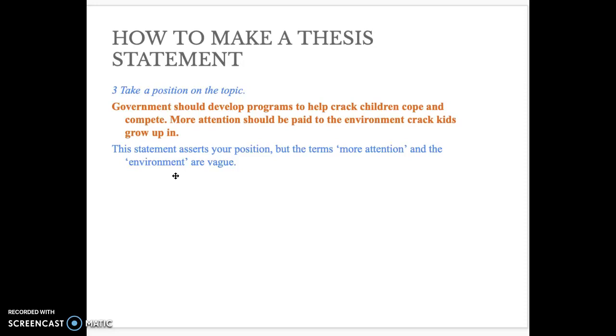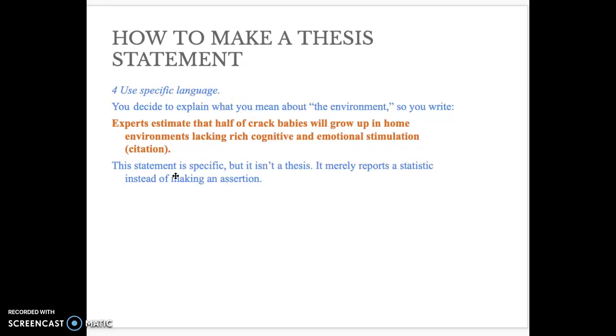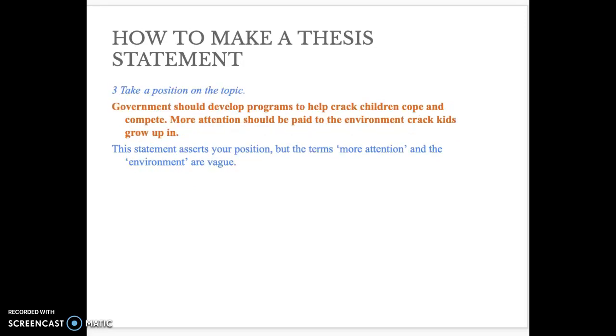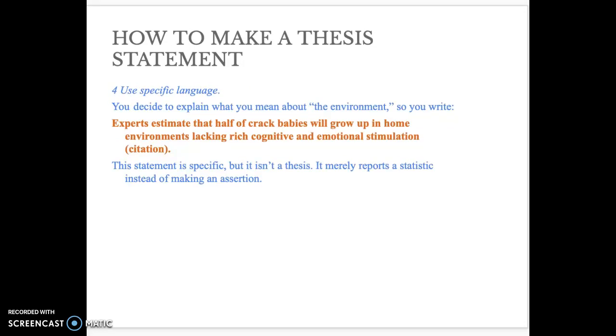Governments should develop programs to help crack children, so it's not babies, crack children, cope and compete. More attention should be paid to the environment crack kids grow up in. Okay, that's very, very interesting because it identifies who is developing these programs, what programs we need, and who they're directed to. All right. More attention is interesting. Let's see what happens here.